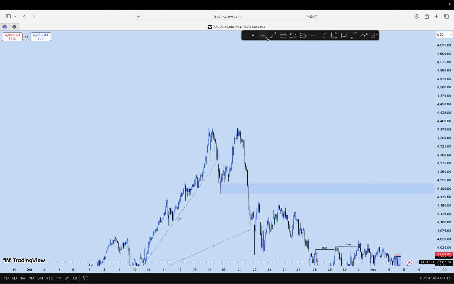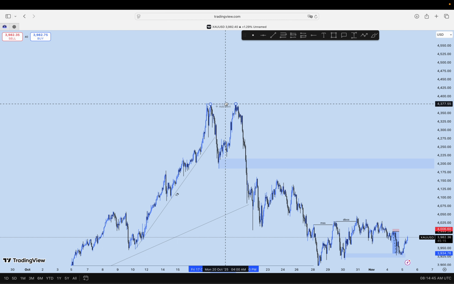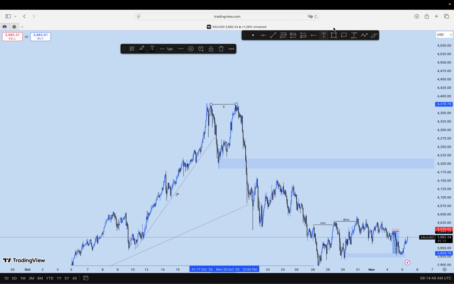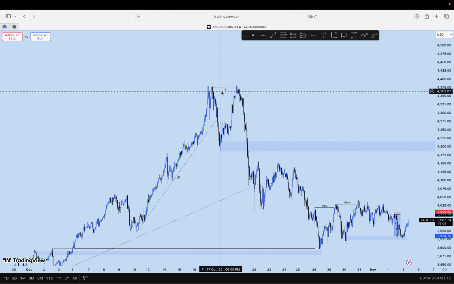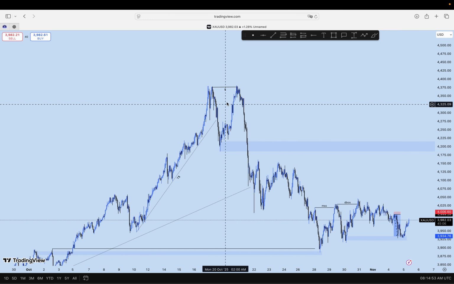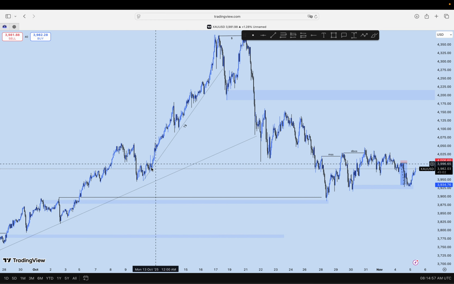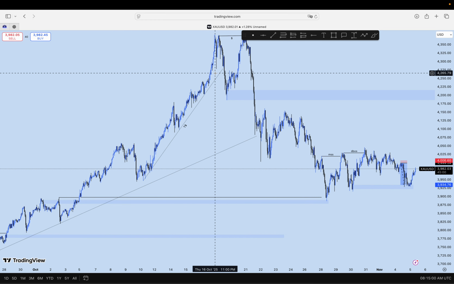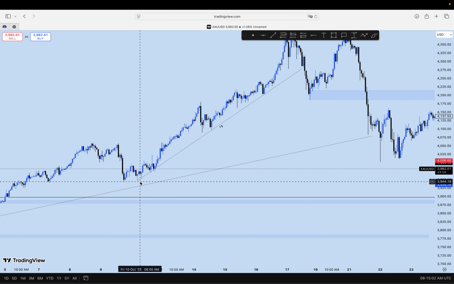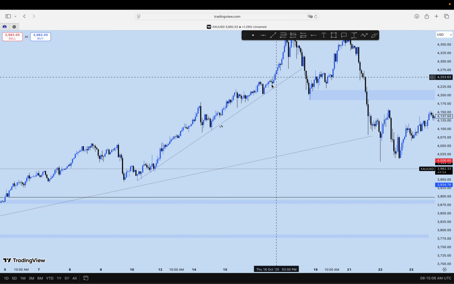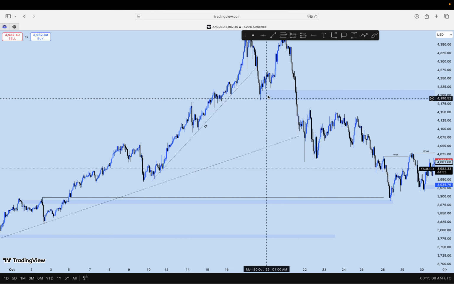XAUUSD was bullish and price created equal highs here, where we had a sweep of liquidity at the top. If we have a sweep of liquidity, price has to come and clear the nearest draw on liquidity, which was this trend line liquidity. This is trend line liquidity: first touch, second touch, third touch. So price needed to come and clear it.